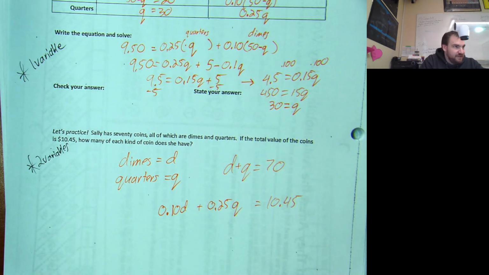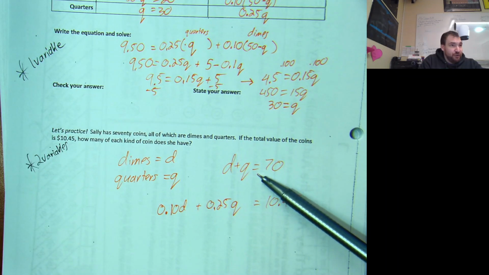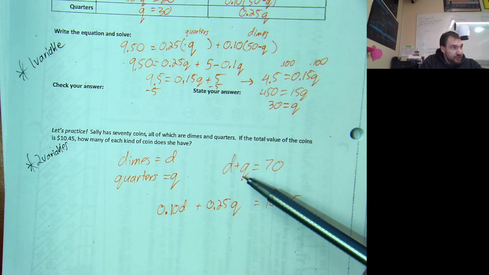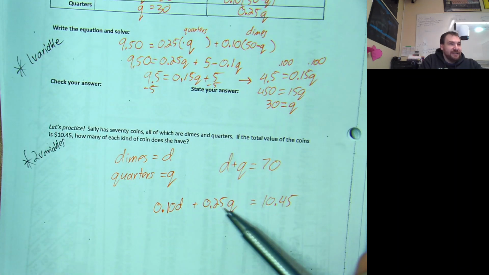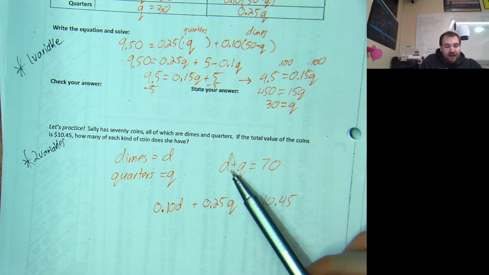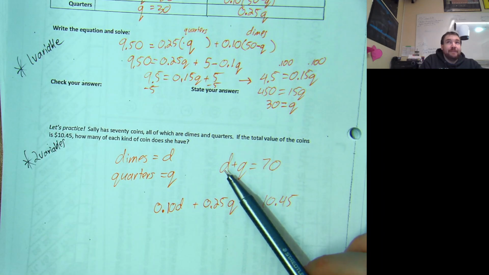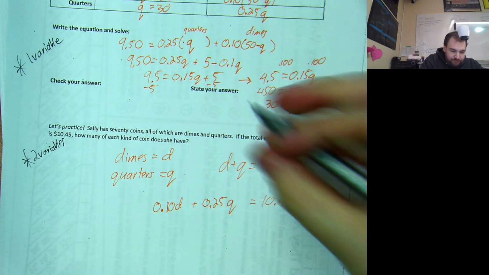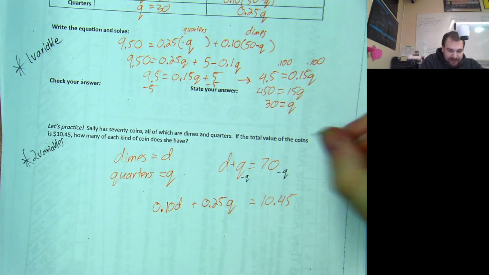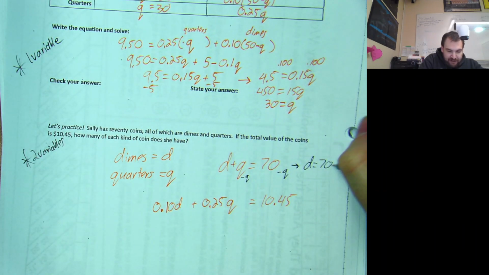Now, with two variables, it's what I did before. I have to take one of these equations and solve it for one of the variables, and then substitute it into the other one. So which equation do we want to use to isolate a variable? This one is the easier one to do. There's nothing to divide. You don't want to divide, especially since these are already decimals. It's just going to get nuts. So you want to isolate for D. How do you get D by itself here? If I subtract Q on both sides, I'm going to get D equals 70 minus Q.